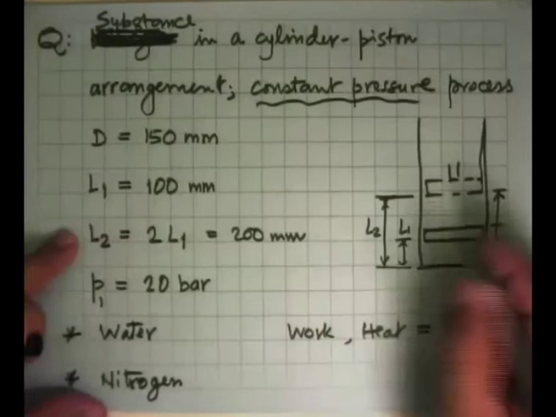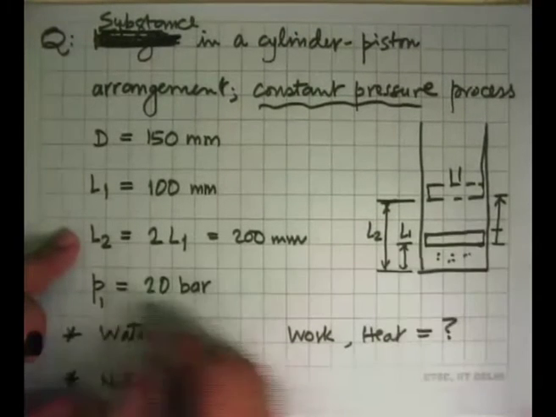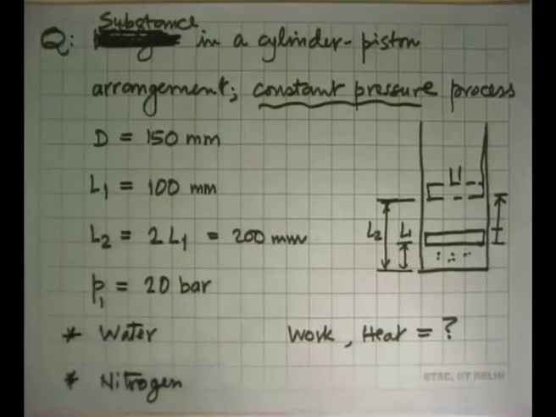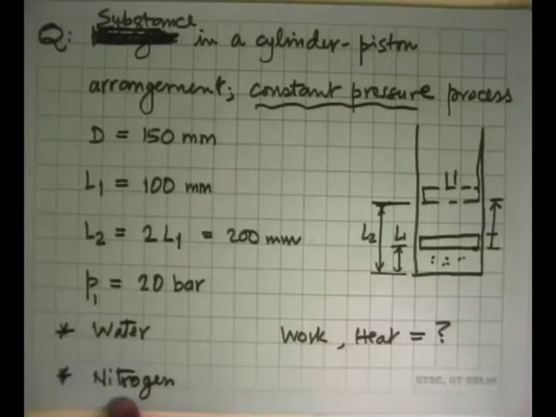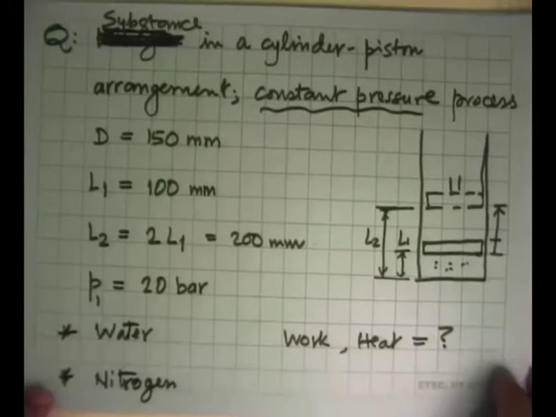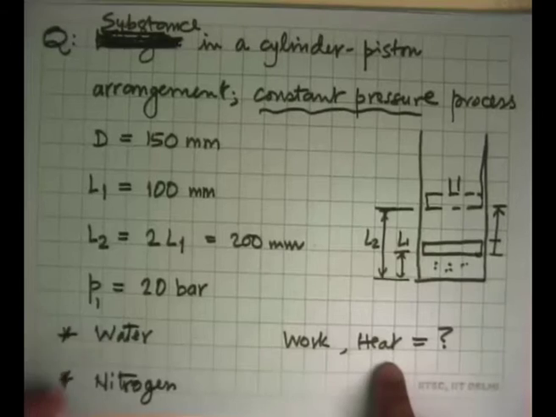And we will look at a case where the pressure inside here is 20 bar. So P1 is 20 bar. We will solve 2 problems: one where there is water in this, and second where there is nitrogen. So we learned that we can have a substance which we can treat as a vapor, or we can treat it as an ideal gas. That's the differentiation we are doing, and what we want to know is what is the work transfer and heat transfer in these processes.